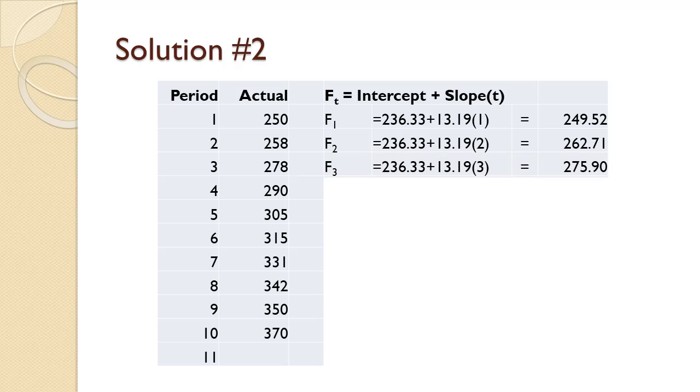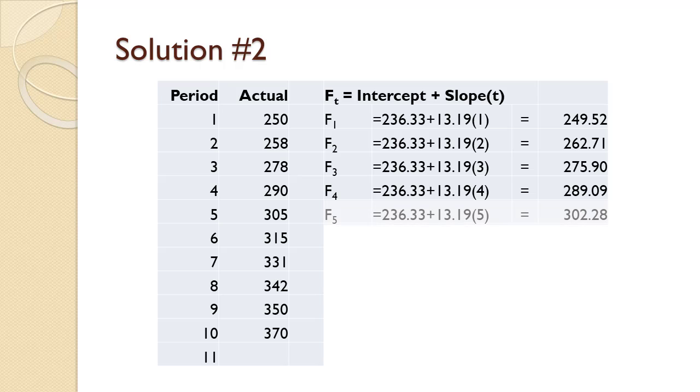F3 equals 236.33 plus 13.19 times 3 equals 275.90. F4 equals 236.33 plus 13.19 times 4 equals 289.09. F5 equals 236.33 plus 13.19 times 5 equals 302.28.